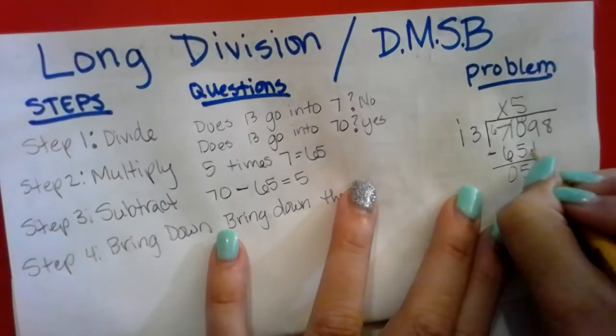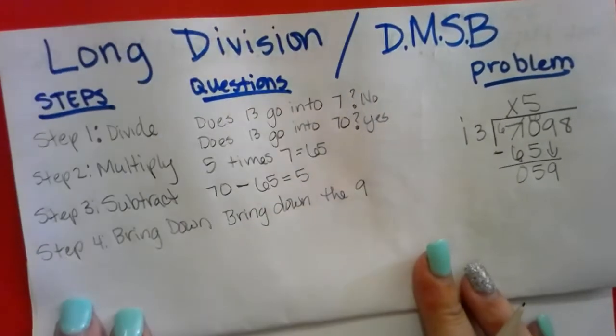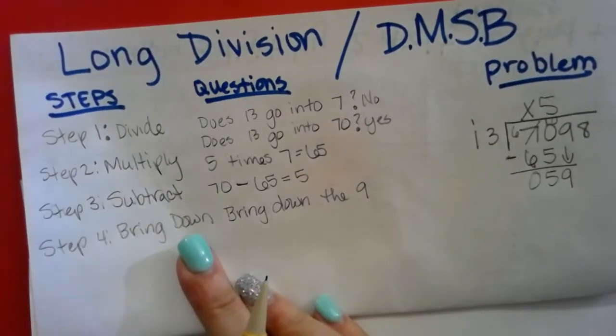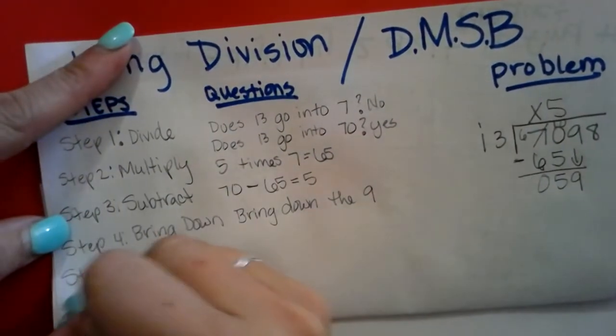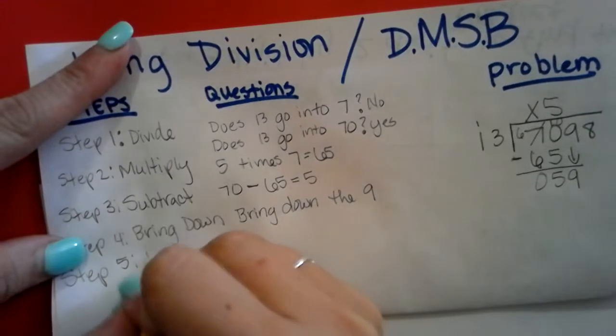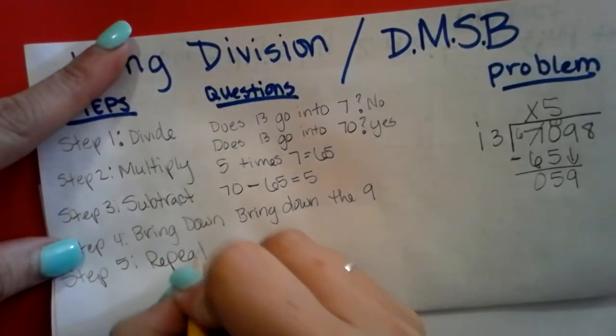So my arrow drops it down. Now I have 59. The next question, I am not done. After I bring down, I need to do another step, which is to repeat my steps. Step 5 is going to be repeat. So I got to go all the way back up here and start again.